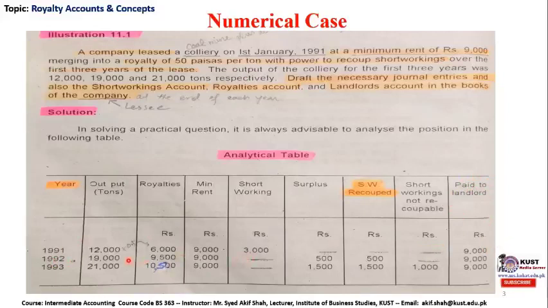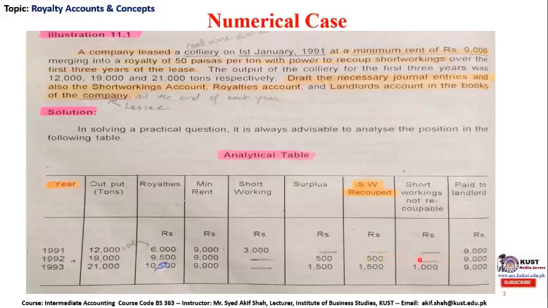In 1992, once again, the royalty was 9,500. The minimum rent was 9,000. Short working was nothing because the royalty is well above the minimum rent, so no need to add up the short working amount. However, we got a surplus in royalty, which is 500. Therefore, the company by rule can recoup the previously paid extra amount of short working in this year, and the rule allows us to recoup the short working within the 3 years of the lease. Therefore, the company has recouped 500 rupees in the year ending 1992.